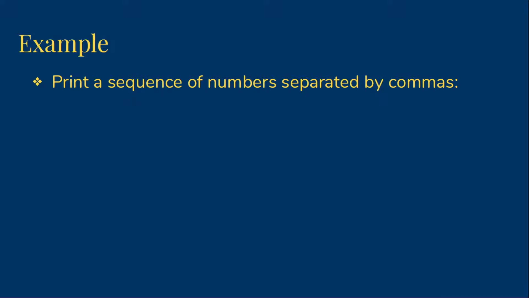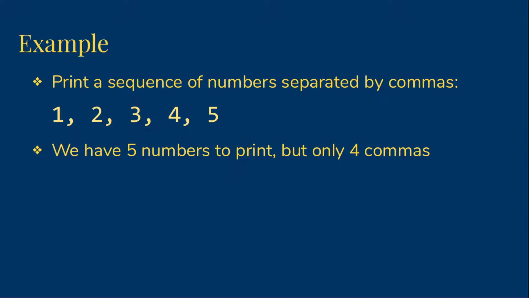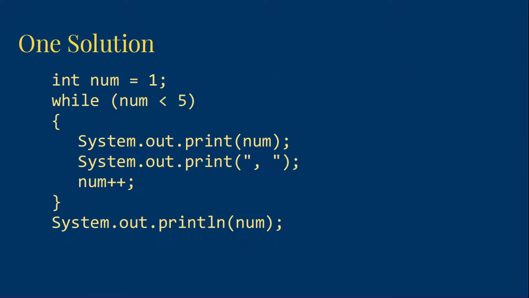An example from our programming might be printing a sequence of numbers separated by commas. So I have the 1, comma, space, 2, comma, space, 3, comma, space, 4, comma, space, 5. I have 5 numbers to print, but only 4 commas. So as I design my loop, I have to take that into account. One solution to that problem could be this one.